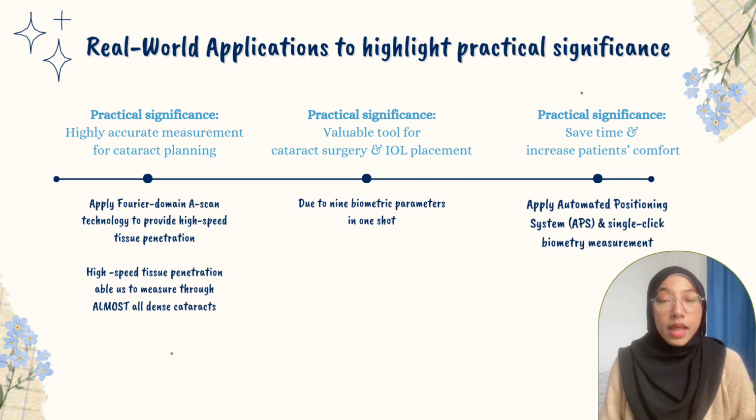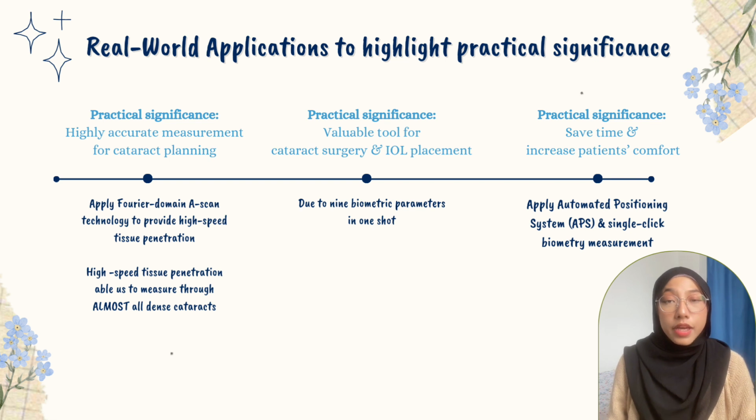So, firstly, Lenstar LS900 is a highly accurate measurement for cataract planning due to its application of Fourier domain A-scan technology that is able to speed up the process and makes it able to penetrate almost all dense cataracts.